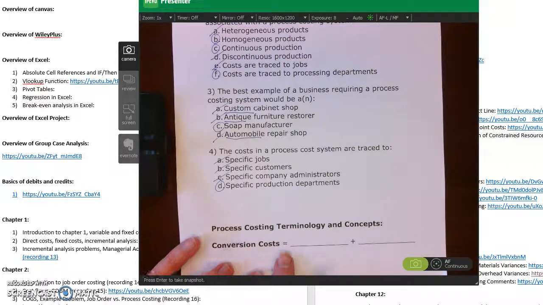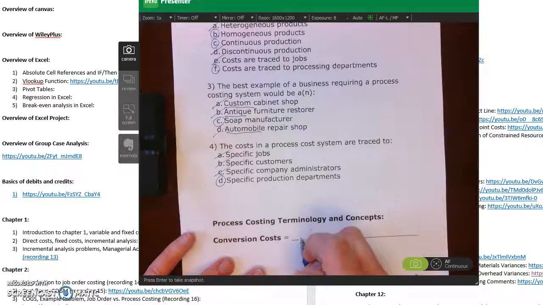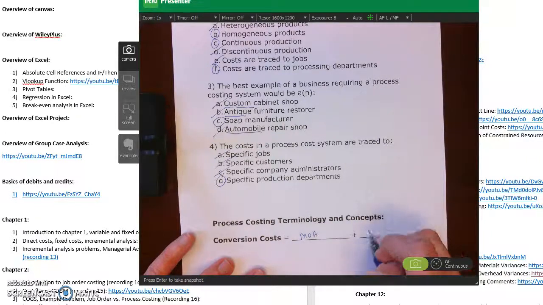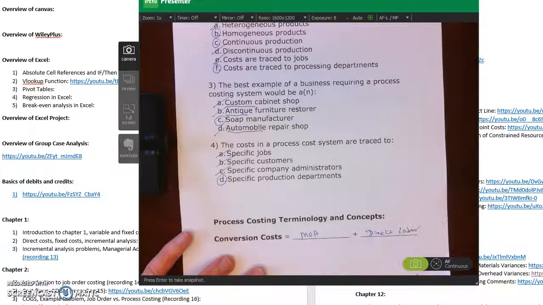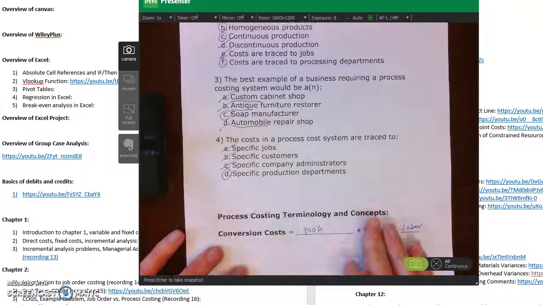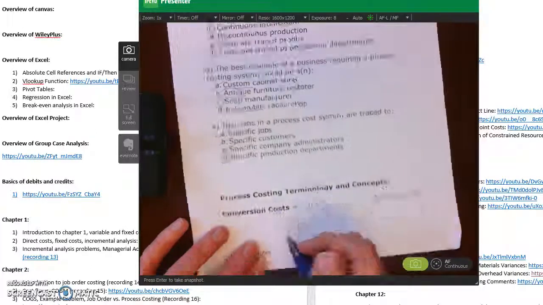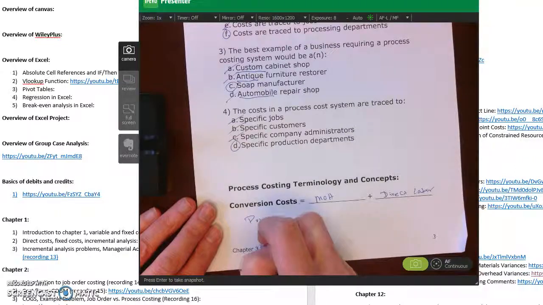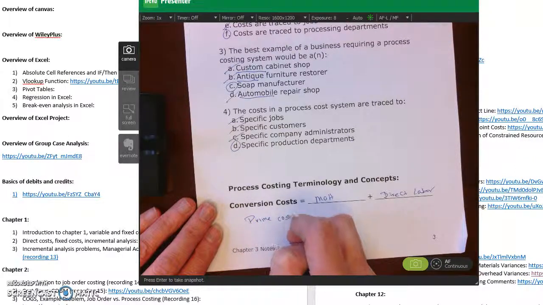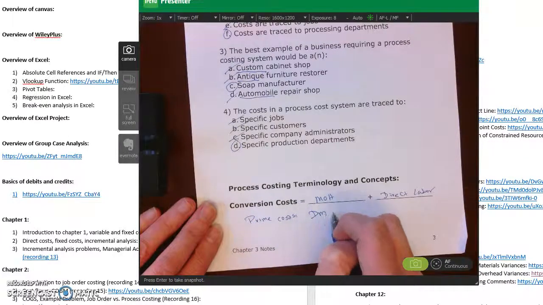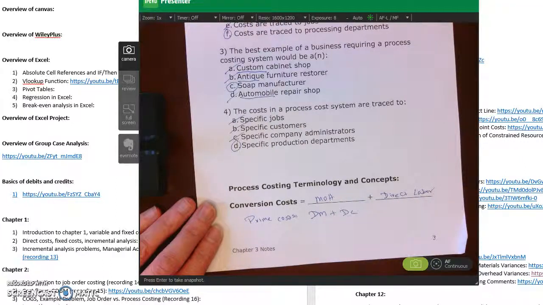When we use the term conversion costs, what we mean is manufacturing overhead plus direct labor. That's just a term that you need to know. And those are the costs that we incur. The way I think of it is the cost that we incur to convert the raw materials to a finished good. Prime costs is another term that is equal to our direct materials plus our direct labor.